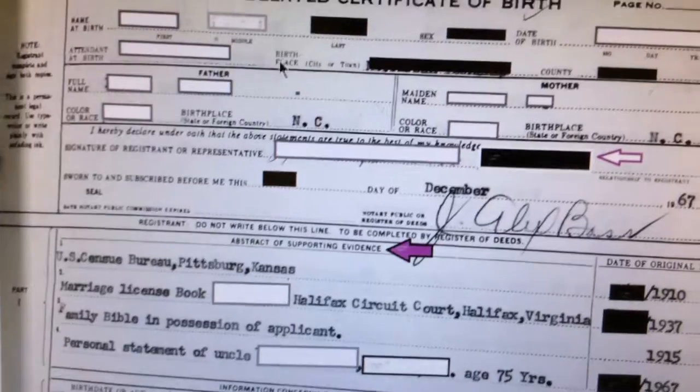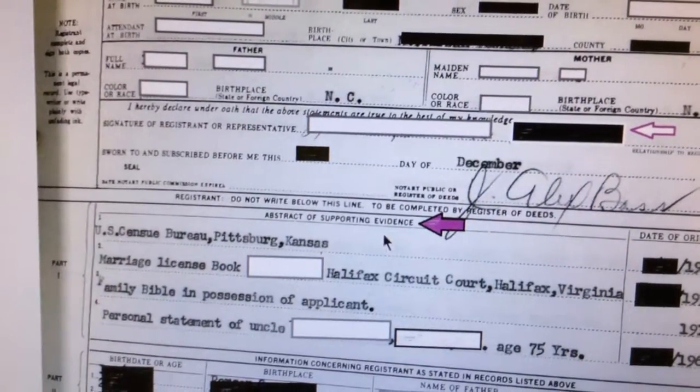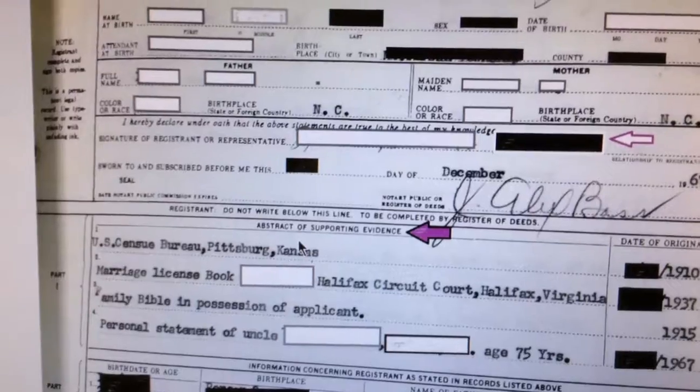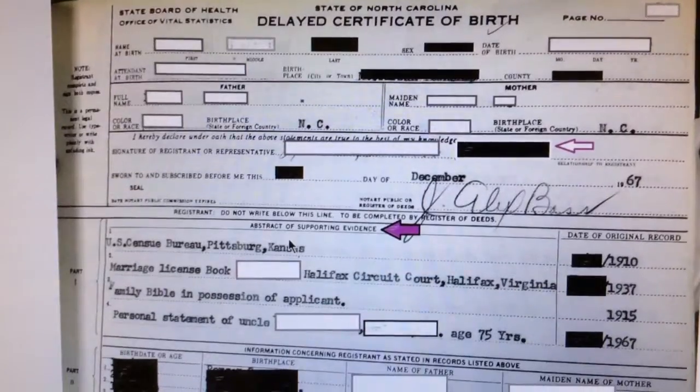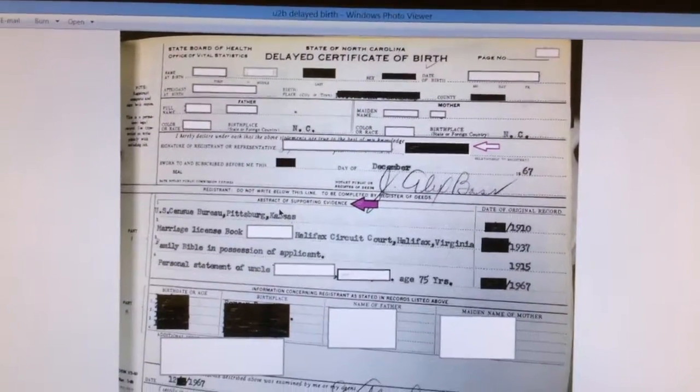If you notice right here where it says abstract of supporting evidence, the abstract of supporting evidence is all of the evidence that was required to help certify that you were who you say you were. These were things that were acceptable by usually the Department of Register of Deeds or places like that, or your Secretary of State. Many states had their own different rules that applied to what was considered evidence that you could use.